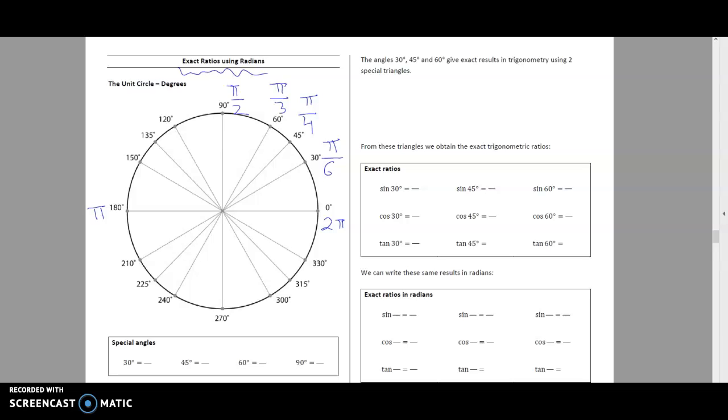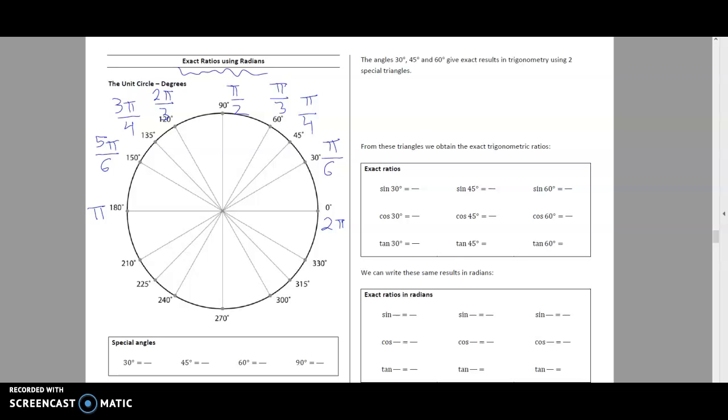radians. Now if we fill out this next quarter from 90 to 180, 120 is double 60, so that's going to be 2 pi on 3. 135 is 3 times 45, so that's going to be 3 pi on 4. 150 is 5 pi on 6. And now going to the last sort of quarter, the second half and next quarter.